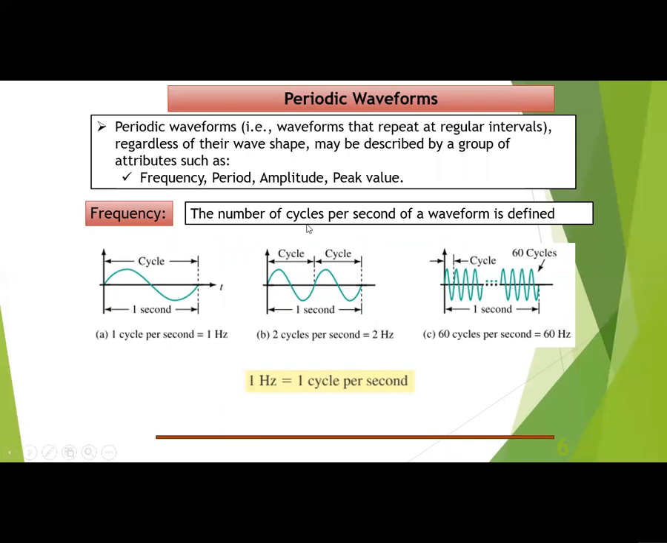The number of cycles per second of a waveform is called frequency. See this, one cycle completed in 1 second. How much frequency? The number of cycles completed in 1 second is called frequency. Therefore, 1 hertz is equal to 1 cycle per second. See this second diagram, 2 cycles per second. Therefore, 2 hertz frequency. 60 cycles per second is equal to 60 hertz.